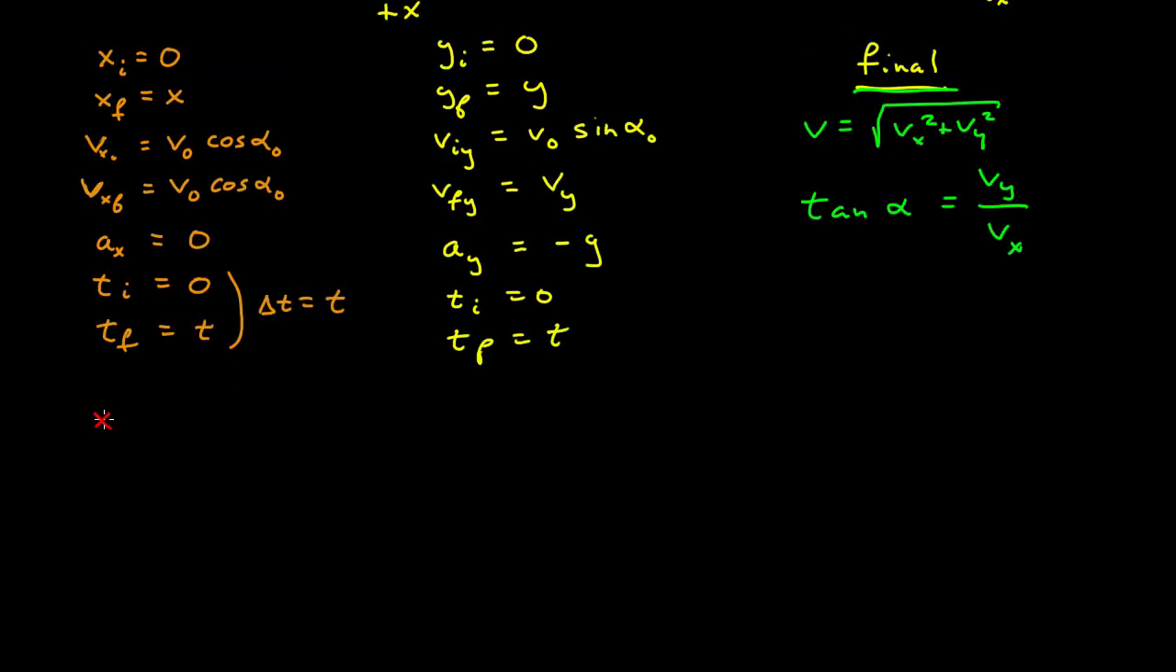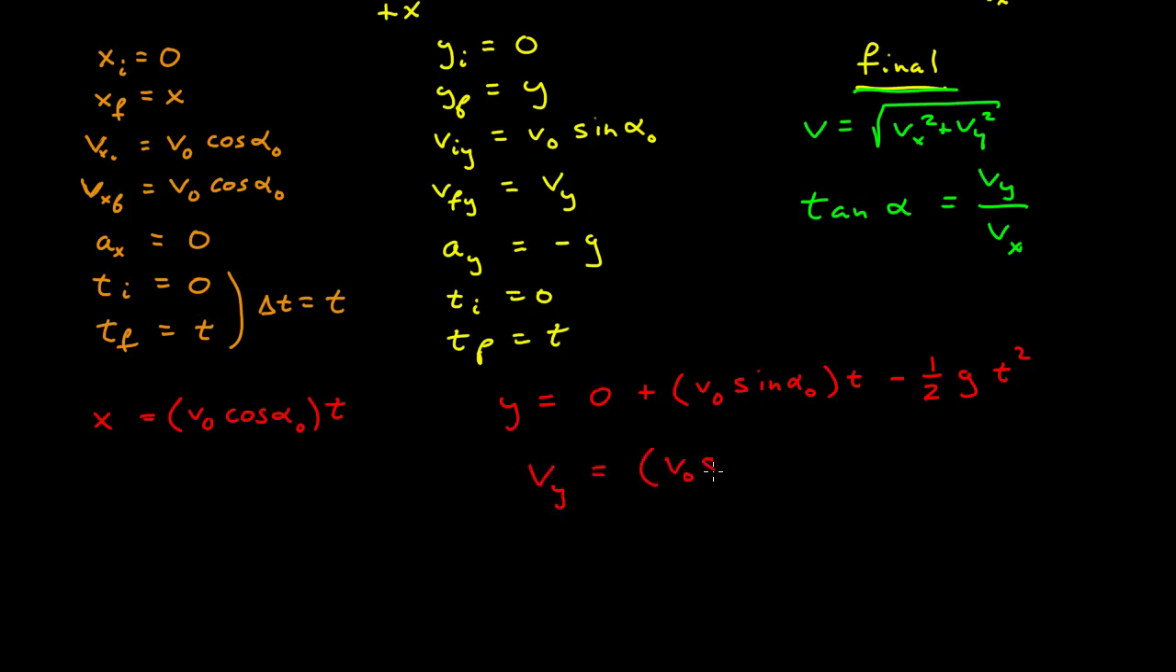In the x dimension, it's uniform motion. There's no acceleration. X at some later time is equal to the velocity in the x direction times the time interval, which in this case is just t. Now in the y dimension, our final y is equal to the initial y, which is 0, plus the y component of the initial velocity, which is v0 sine of alpha naught times time, minus 1/2 g t squared. And we also know that the final vy is equal to the initial v0 sine alpha naught plus the acceleration times the time interval, which is minus gt.